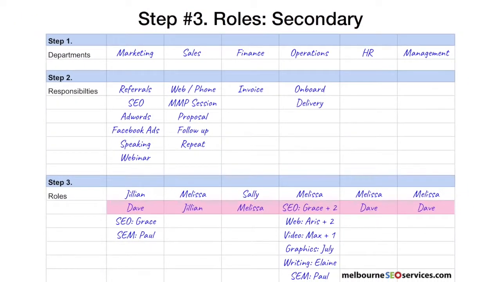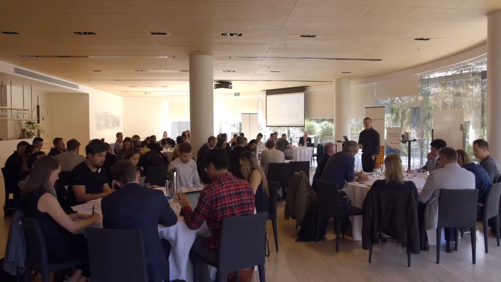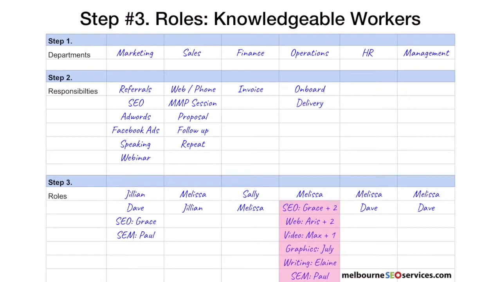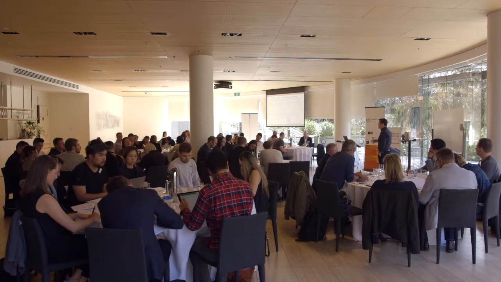Underneath that, you can do a second line of secondary people, depending on the size of your team. It's a good idea to have your second line of defence. In every business, you want to build in redundancy, so if someone's sick, you still have someone trained up who can step in. And then finally, you put your knowledgeable workers. You don't need to put your entire team here, just the team members who have specific knowledge on certain topics.